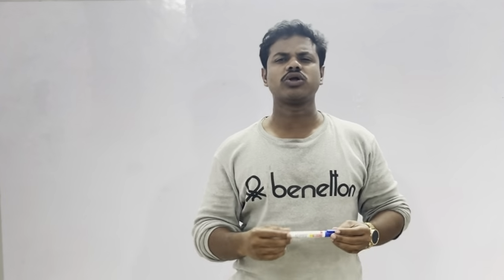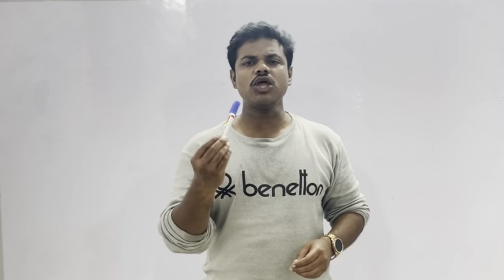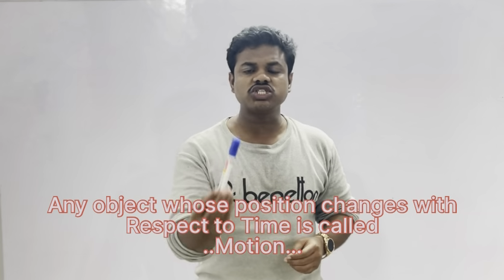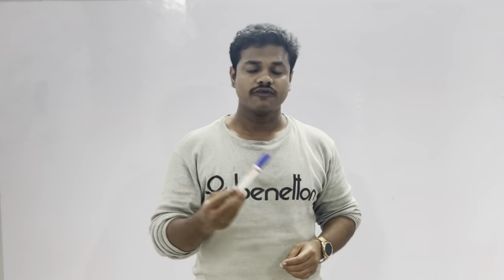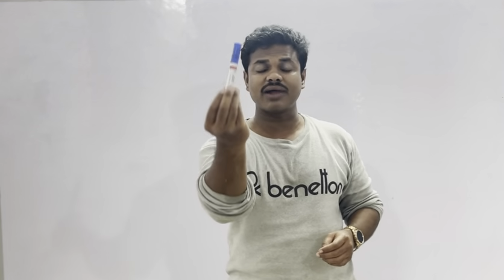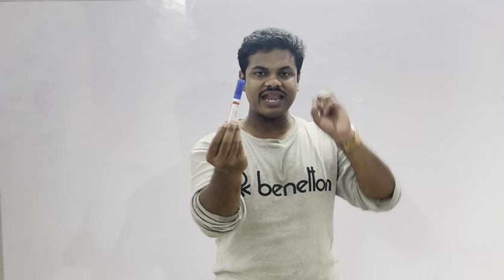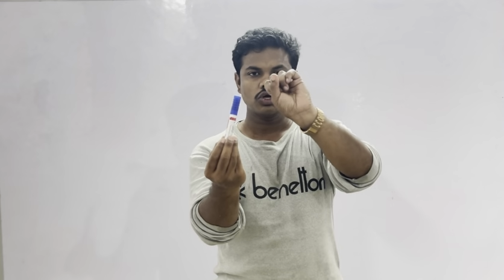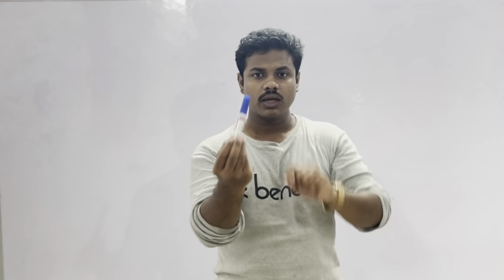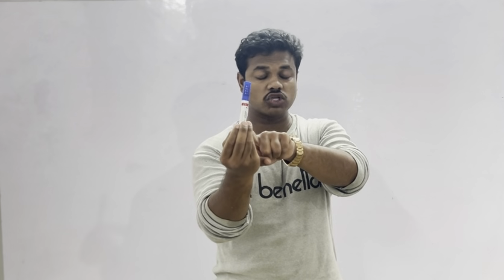Now, my dear students, what is motion? Any object whose position changes with respect to time is called motion. For example, if I take a look at this pen, which is right now in my right hand, and you all start counting for 5 seconds, 5, 4, 3, 2, 1, has the pen moved? No, because the pen is still in my hand. The position of the pen did not change.